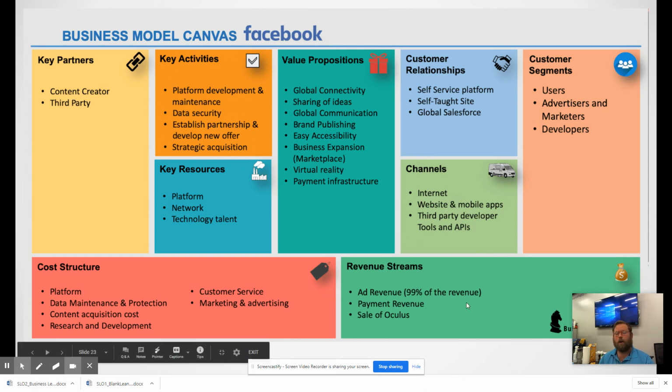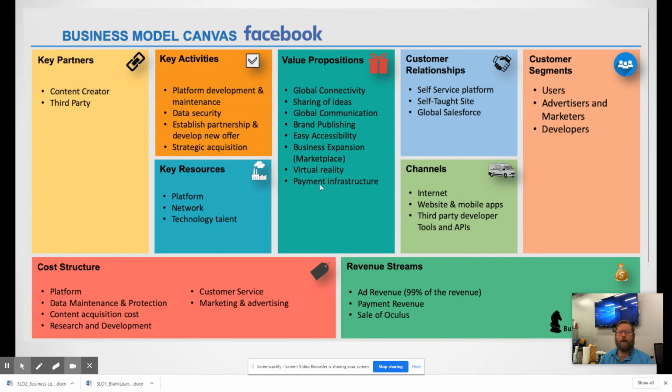And if you look here, here's what we were talking about earlier. Their revenue streams are, you know, 99% ad revenue. Now, starting here, I'm going to move to here. What value does it give to users? Global connectivity, sharing of ideas, global communication. What does it give to advertisers and marketers? Brand publishing, easy accessibility, business expansion for the marketplace. Okay, developers: virtual reality and payment structure. So these are connected according to whom we're speaking of. Relationships: it's a self-service platform. It's self-taught, it's easy. The channels we've already talked about.